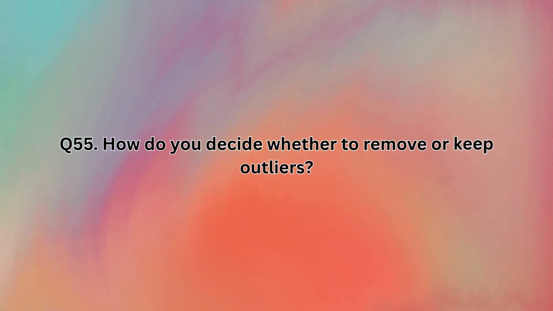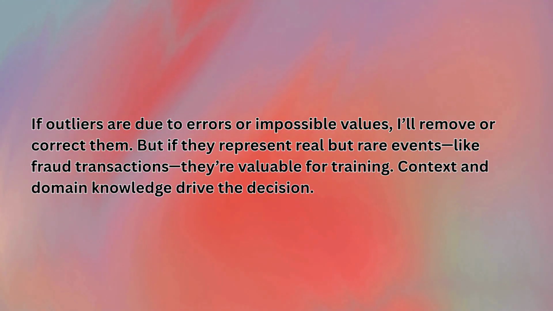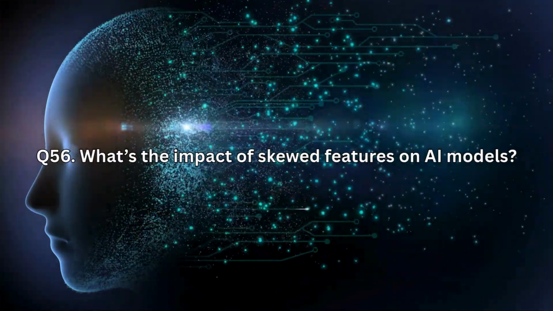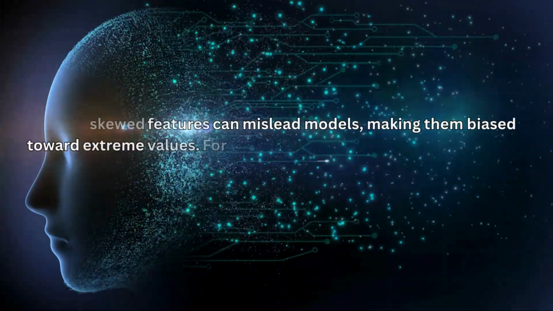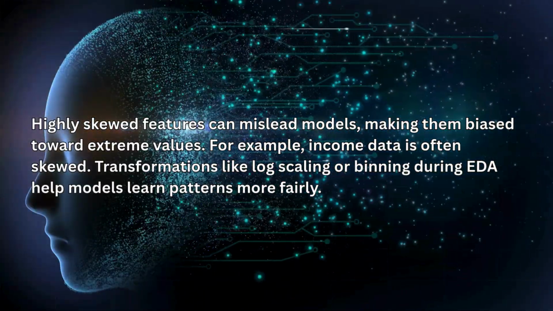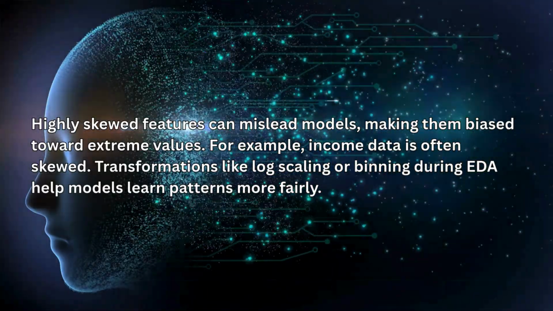How do you decide whether to remove or keep outliers? If outliers are due to errors or impossible values, I'll remove or correct them. But if they represent real but rare events, like fraud transactions, they're valuable for training. Context and domain knowledge drive the decision. What's the impact of skewed features on AI models? Highly skewed features can mislead models, making them biased toward extreme values. For example, income data is often skewed.